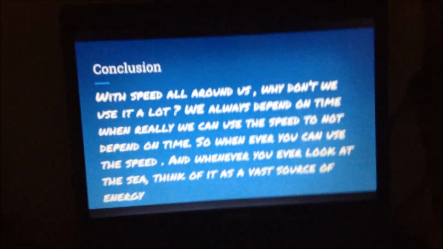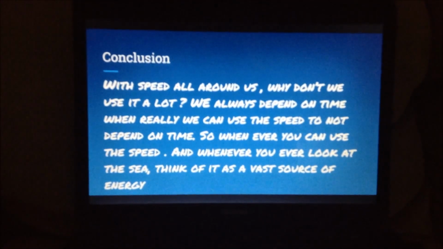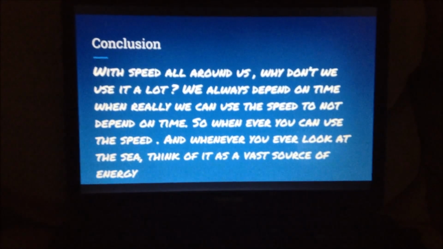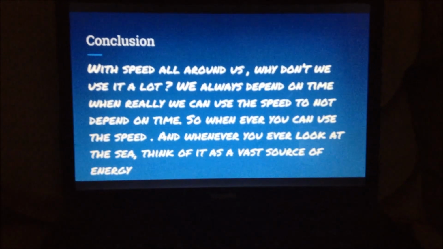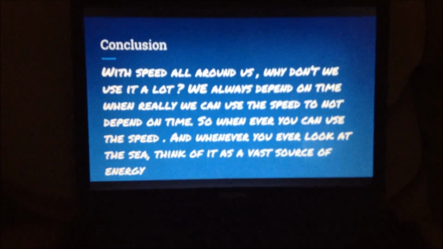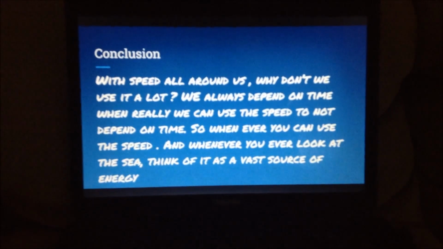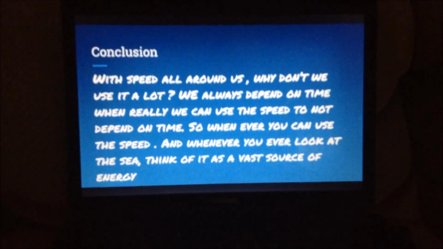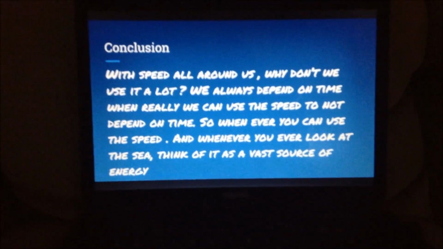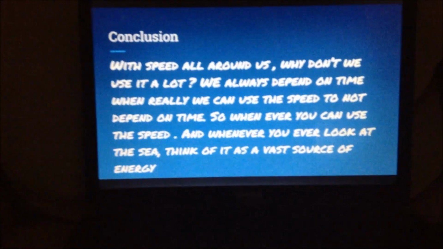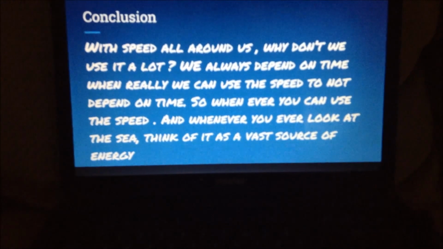Conclusion. With speed all around us, why don't we use it a lot? We spend so much time depending on time when really speed is not dependent. Let's say you have a spring break. In this spring break, you are given 5 reading logs to complete. So you wait for the time to come to do it. But really, you have the speed to complete it whenever you want. So why just wait that long for time to come by?